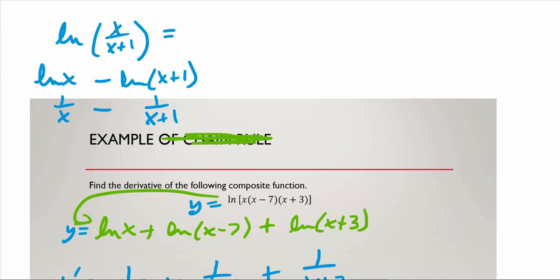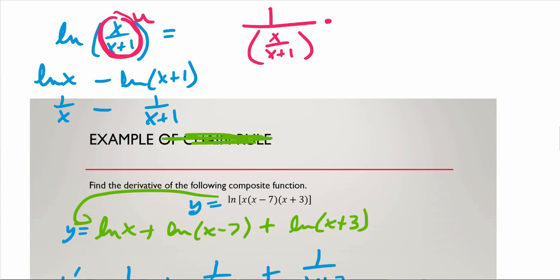Now, if I did not know that, look at what I'm going to have to do. I'm going to call this guy my u. So the derivative of ln of u is going to be 1 over my u. So I'm going to have to put an x over x plus 1. And then I'm going to have to multiply this times the derivative of this. So I'm going to have to use the chain rule. I'm sorry, the quotient rule. The derivative of the top is going to be 1 times the bottom of x plus 1 minus the derivative of the bottom 1 times the top, all over the bottom squared, x plus 1 squared.